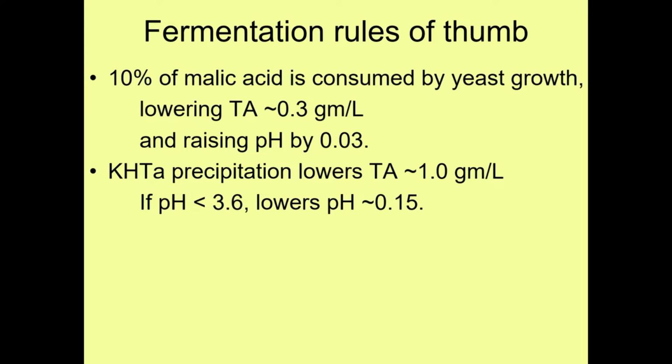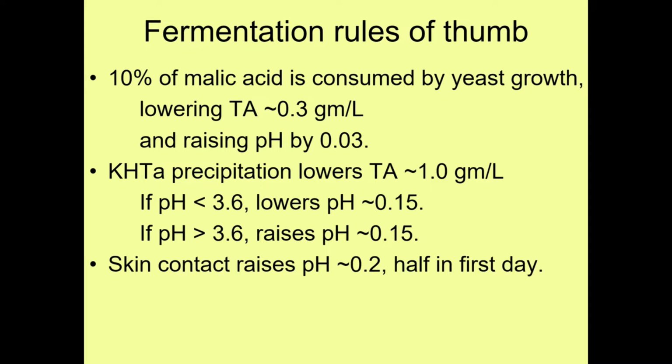If the pH is lower than 3.6, this lowers the pH further. And if it's above 3.6, then it raises the pH further. Simultaneously, in red wines, we have skin contact that will raise the pH about 0.2, and about half of that in the first 24 hours.